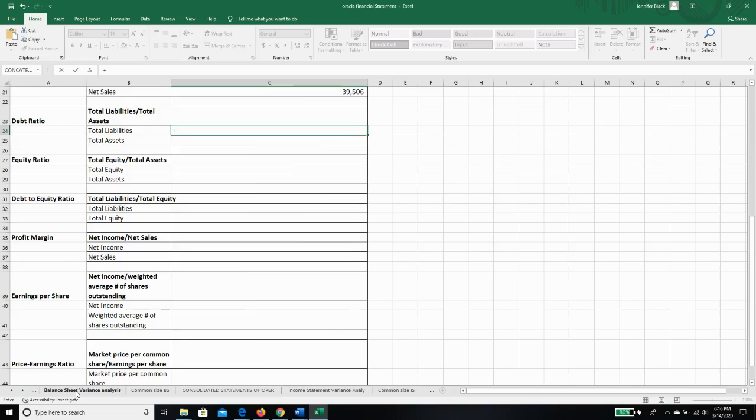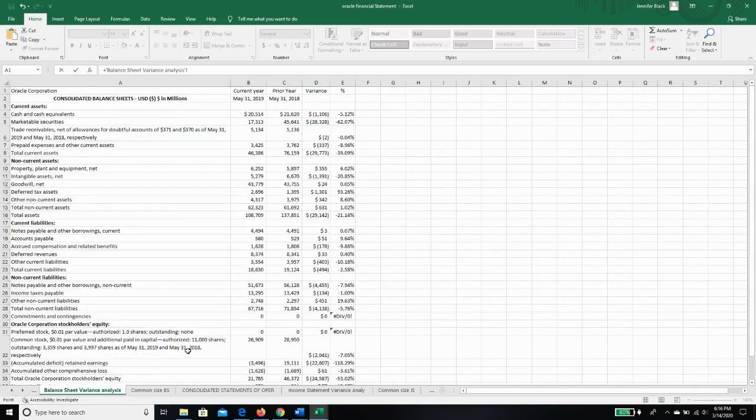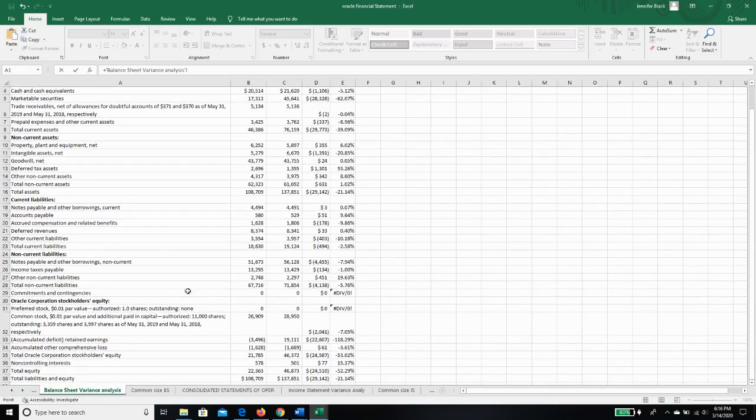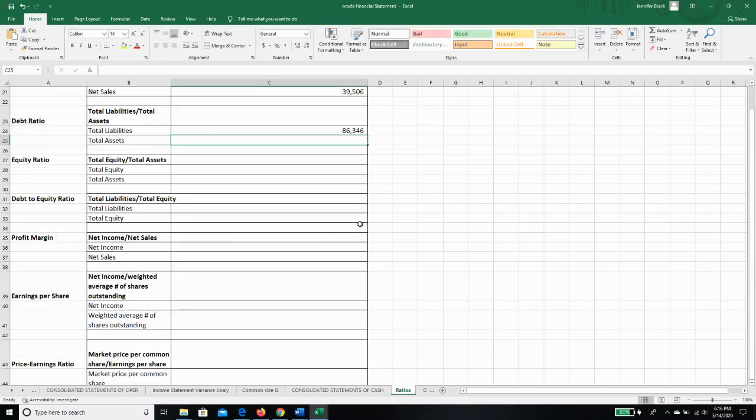So I'm going to go over to my balance sheet because that's where my liabilities are. And I'm going to add my current liabilities, which are total current liabilities, 18,630 plus my non-current liabilities, and that's 67,716. Now, if you are lucky, your company will have added them for you, but if not, you just do what I just did. Take your current liabilities, add your non-current liabilities, and that is our total liabilities of 86,346.